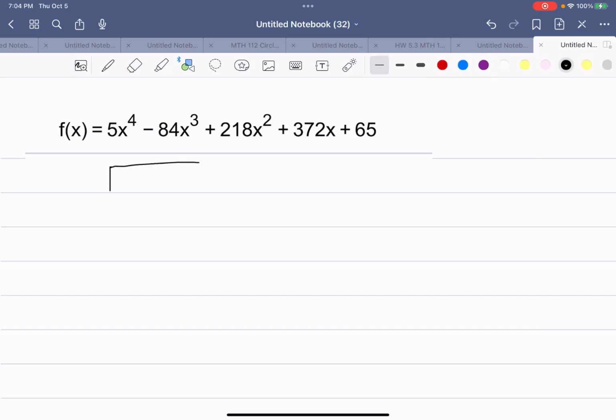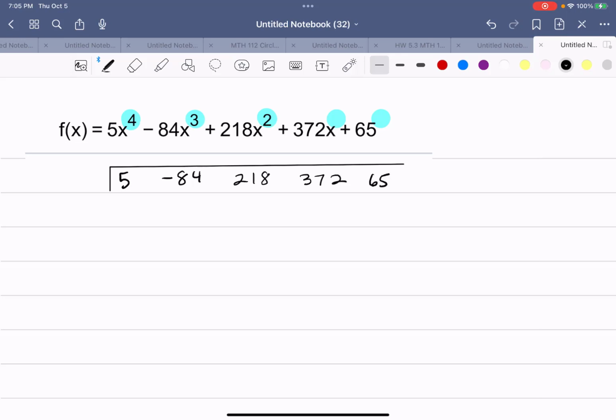I'm going to look at all of my powers to make sure they're all there. I've got a 4, a 3, a 2, a 1, and a none. So perfect. 5, negative 84, positive 218, 372, and 65. And I have a feeling we're going to need our calculators on this.